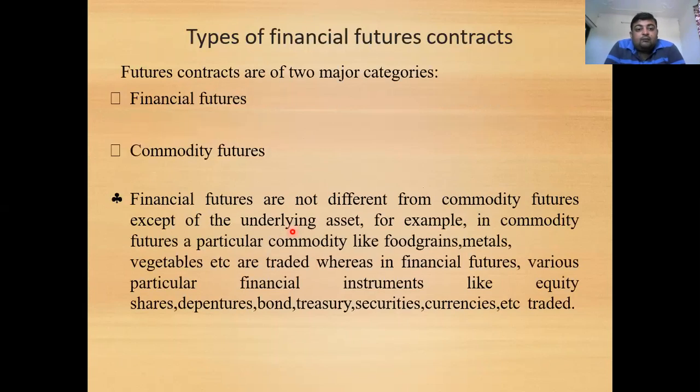Now, moving to the types of financial future contracts. Financial future contracts can be segregated into two major categories. First is the financial future itself, and second is the commodity futures.